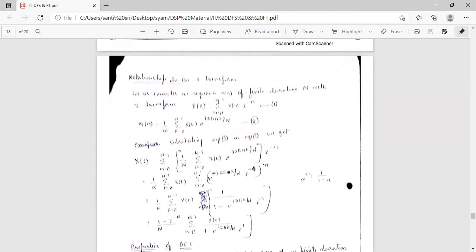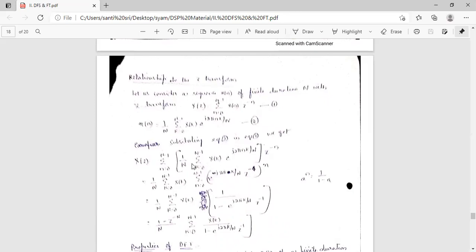Similarly, in the same manner, we'll compare this discrete Fourier transform with the z-transform. So what is the formula for finding the z-transform? X of z equal to sigma n equal to 0 to n minus 1 x of n into z power minus n. What is x of n here? It is 1 by n into sigma k equal to 0 to n minus 1 x of k into e power j 2 pi n k by n. So substitute this value in the place of x of n, so that x of z equals sigma n equal to 0 to n minus 1 of 1 by n into sigma k equal to 0 to n minus 1 x of k into e power j 2 pi n k by n into z power minus n, right?